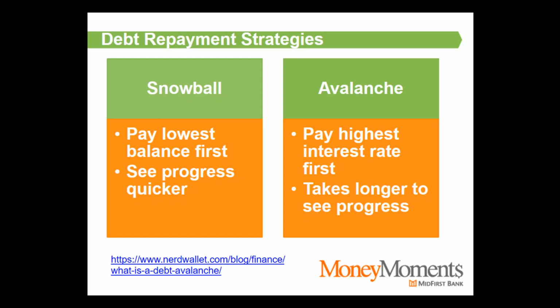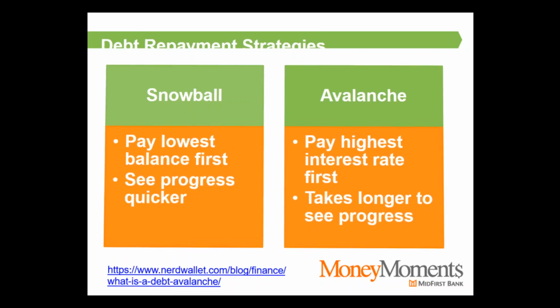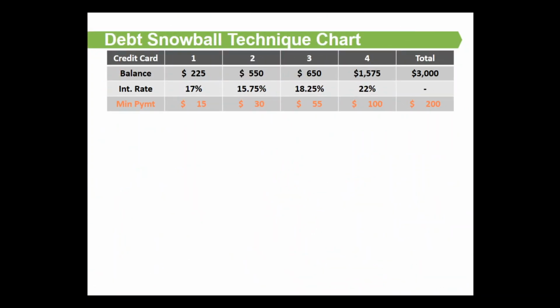On the other hand, the debt avalanche technique is one in which you arrange your debts from highest interest rate to lowest interest rate, and any additional payments you make go towards the highest interest rate debt first. Let's look at a more specific example here.